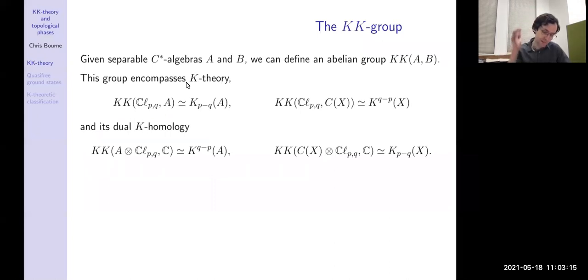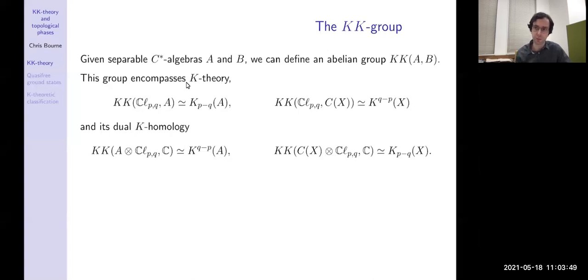Okay, so the KK theory, it's a lot of things, right? But in particular, it's this bivariant functor. So if I have these two separable C-star algebras, A and B, then we can define this abelian group KK(A,B). And it encompasses a lot of things that at least hopefully some of us are familiar with. So for example, if you have an A in the right-hand slot and Clifford algebras or complex numbers in the left, you recover the K theory of a C-star algebra.